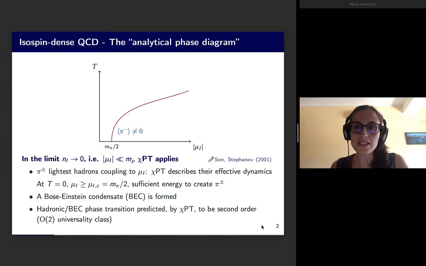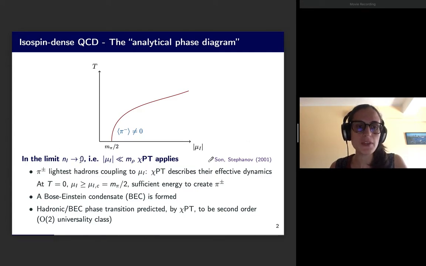Actually, the phase diagram for this setup, which then is in the plane of temperature and isospin chemical potential for QCD, was first drawn on the basis of some analytic calculations that were proposed in this paper back in 2001. Of course, two limits had to be considered, which are the only limits where one can work out the phase diagram without resorting to numerical simulations.